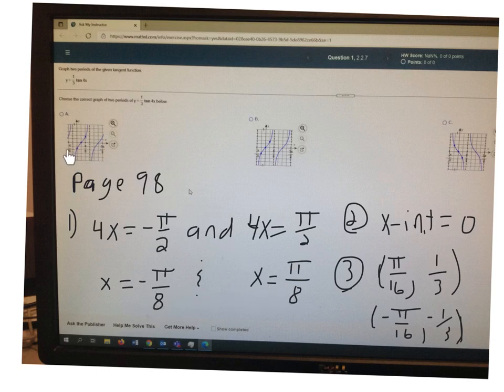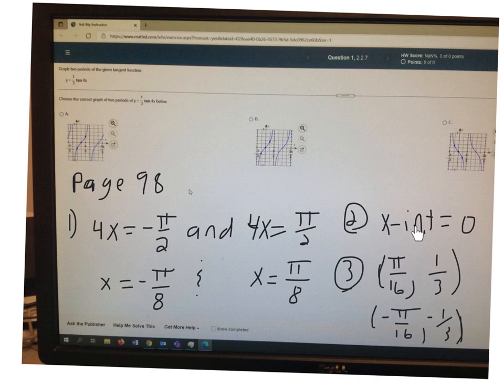And so if I look at this, negative pi eighths is there, and there's not an asymptote there. And positive pi eighths is here. So it's not this one. The asymptotes are in the wrong spot. If you look at this guy, here's negative pi eighths, that's good, and positive pi eighths. So this one has the asymptotes. So I know it's this guy.